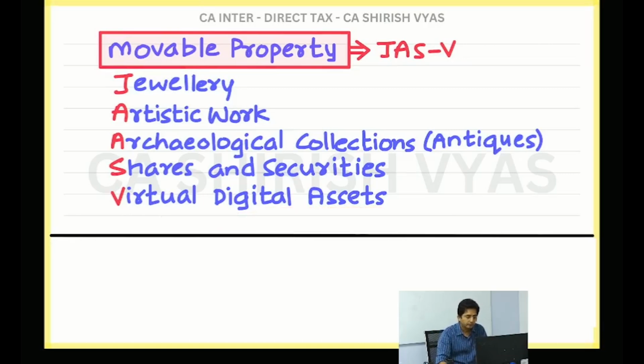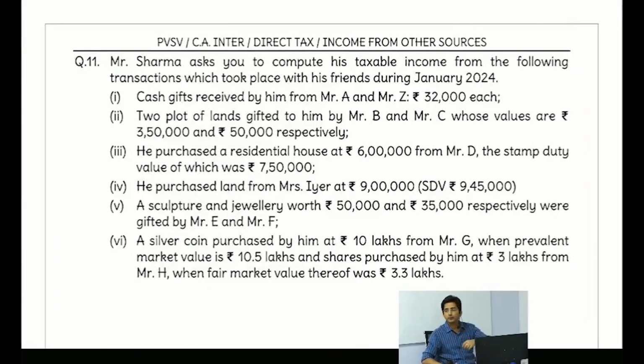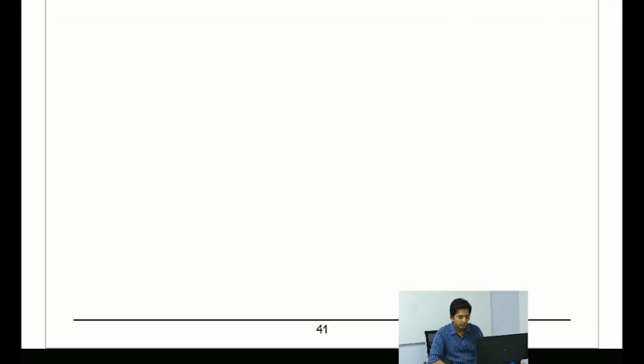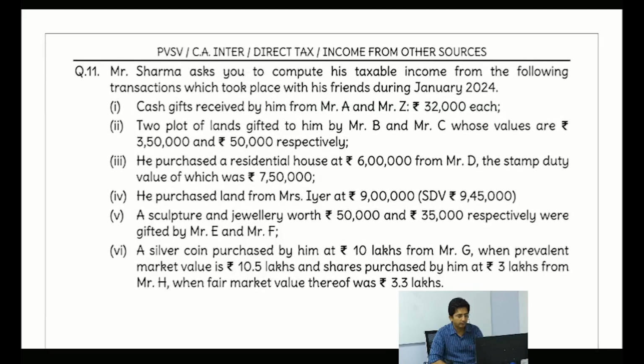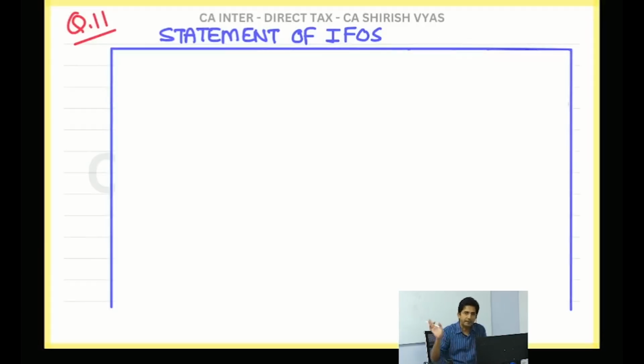Okay. Now question number 11. In the question book, it is page 41. See what is given. Ready? Do one thing. Keep the statement ready. Statement of income from other sources. Then we will discuss and solve simultaneously. What do you have to prepare in the statement? Answer like this. Statement of income from other sources.